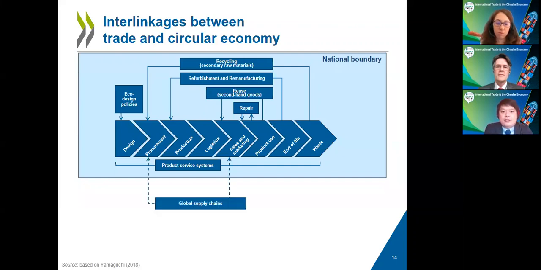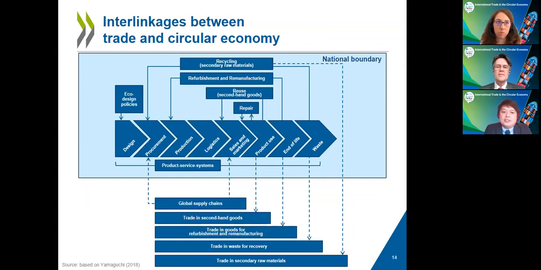The first one is through global supply chains, as our economies are interlinked. The second is through end-of-life value chains, such as trade in second-hand goods, trade in goods for refurbishment and manufacturing, trade in waste for recovery, and trade in secondary raw materials. A third pillar is the opportunities for trade in services, as the circular economy transition has a high involvement of the services sectors.